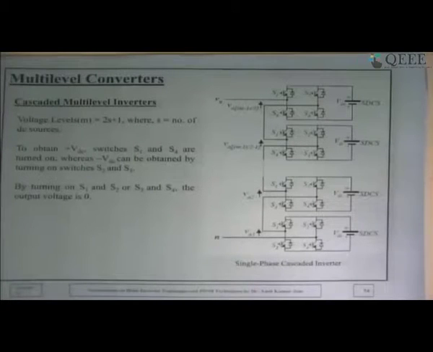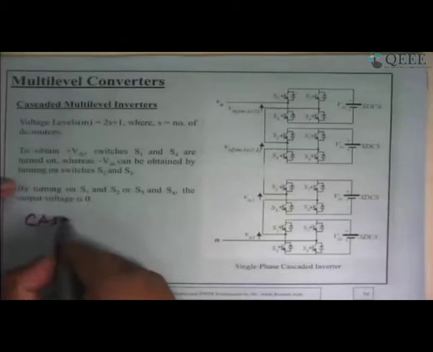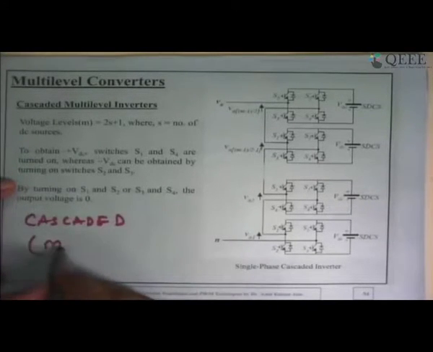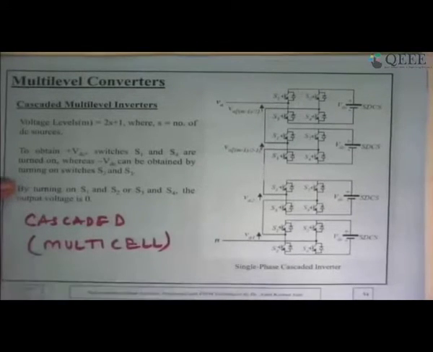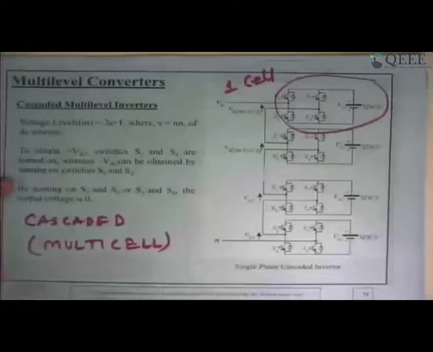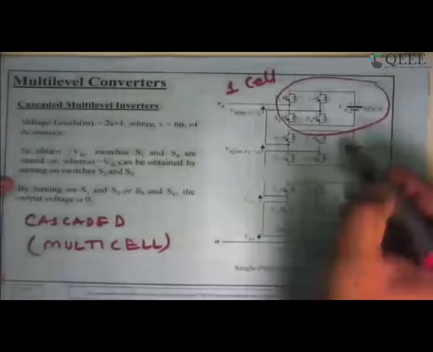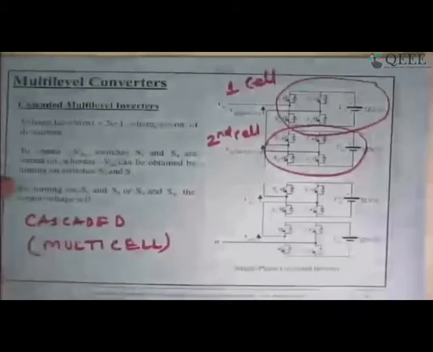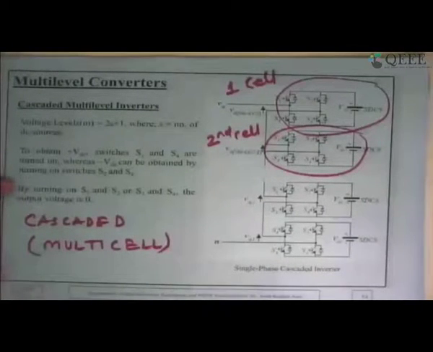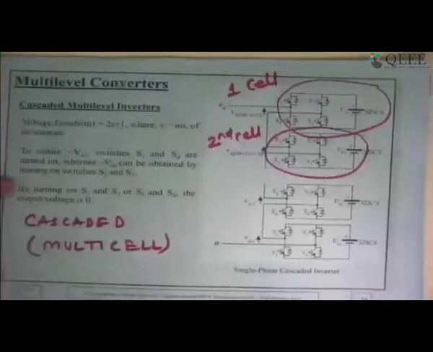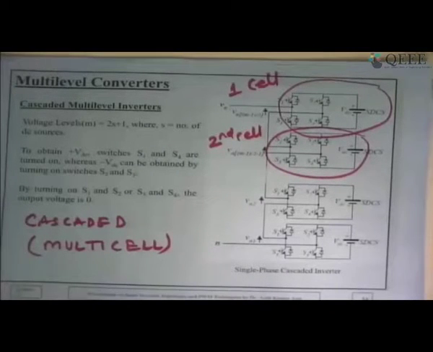So this is the configuration of cascaded multi-level. Basically cascaded is also known as multi-cell. So you can see that it's a single phase half bridge inverter, the configuration very similar to that. So if you connect the output of one cell to the input of another, you can create increased voltage level in a series fashion.